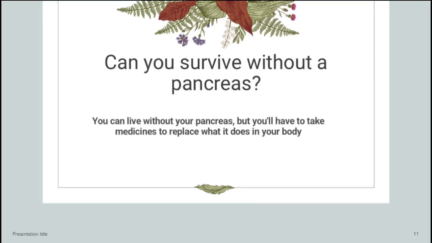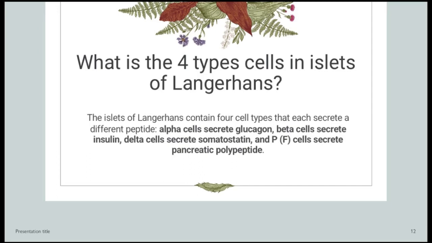Can you survive without a pancreas? You can live without your pancreas, but you will have to take medicine to replace what it does in your body. What are the four types of cells in the islets of Langerhans?